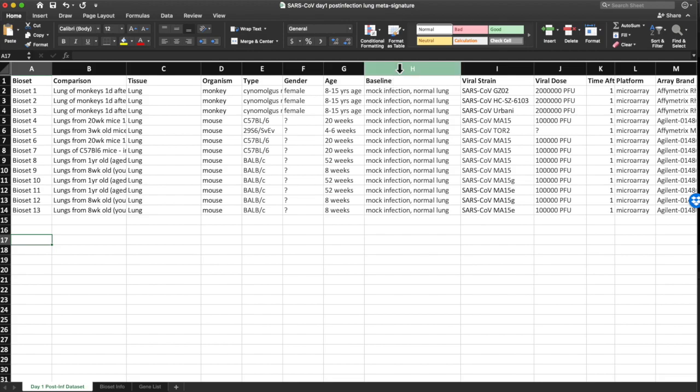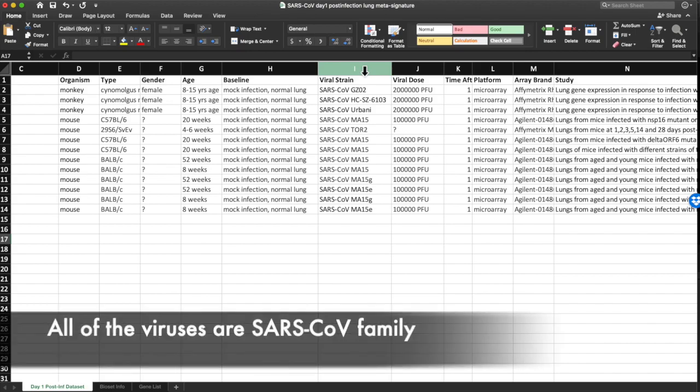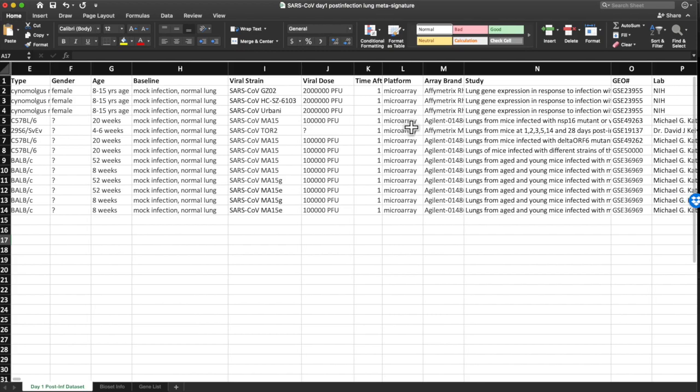All the changes in gene expression were compared to the same baseline, which was non-infected lung, with all other variables for that animal being the same for that comparison. There were 7 different viral strains used in these studies, with the SARS-CoV MA15 strain being the most common. All the mouse studies used the same infection dose of 100,000 PFUs, or plaque-forming units, except for one study I could not get any information on. Monkeys are significantly larger than mice, so they required a higher initial viral concentration.